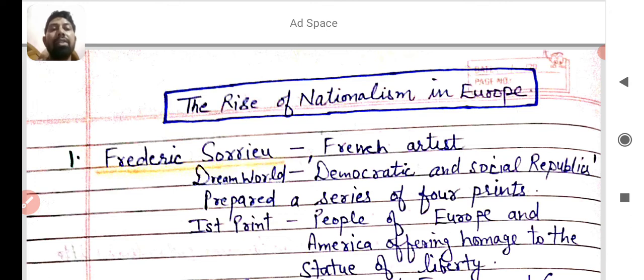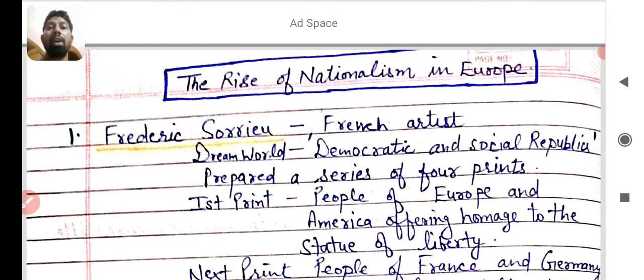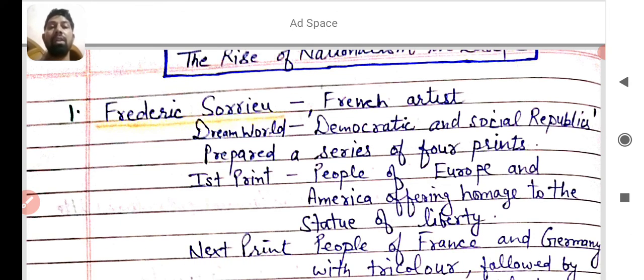He prepared a series of 4 prints, and the title of this series is Democratic and Social Republic. I hope you learned 2-3 points of the beginning. Now in the first picture, he drew his intention like people of Europe and America offering homage to the Statue of Liberty.